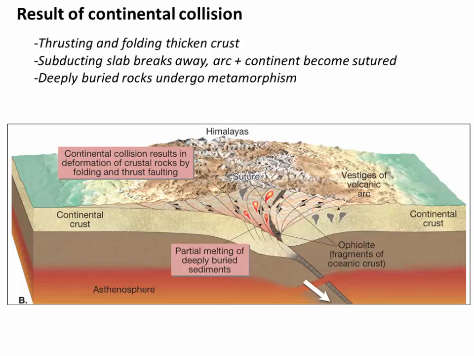So once we've had a big continent-continent collision, we've had faulting, we've had folding, what's the end result? Well, the end result is we get a much thicker crust. All these thrust faults have thickened the crust up. Ultimately, the subducting slab that caused the whole collision will actually break away and sink down into the mantle.